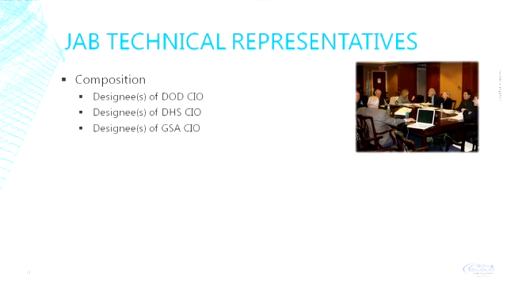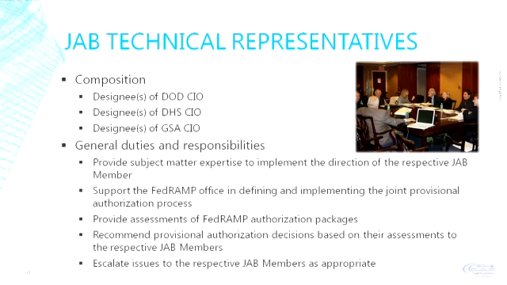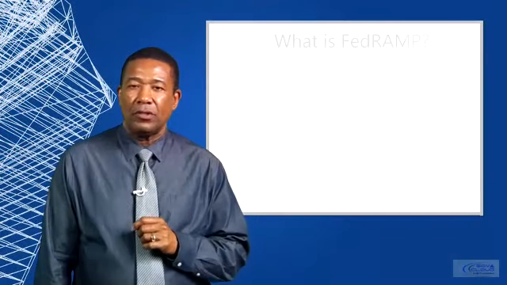The JAB technical representatives are composed of designees from the Department of Defense, the Department of Homeland Security, and the General Services Administration. Their general duties include providing subject matter expertise to implement the direction of their respective JAB members, support of the FedRAMP office in defining and implementing the provisional authorization process, and recommending provisional authorization decisions based on the assessment of the respective JAB members.